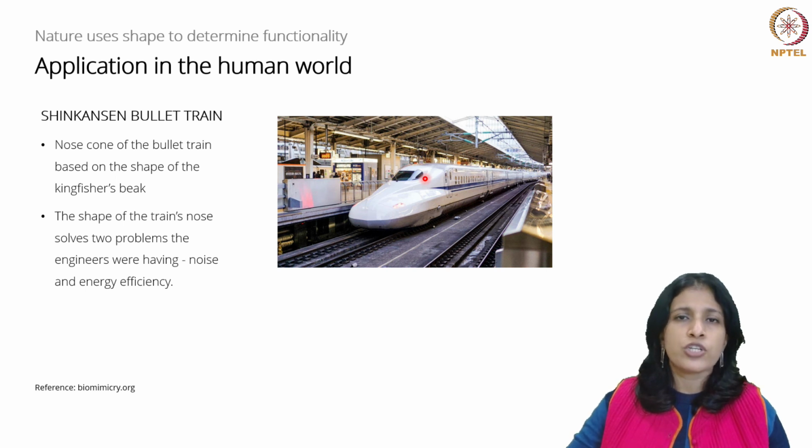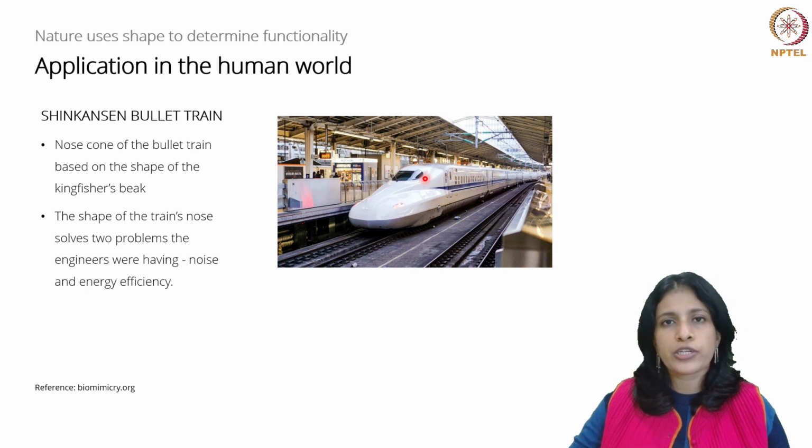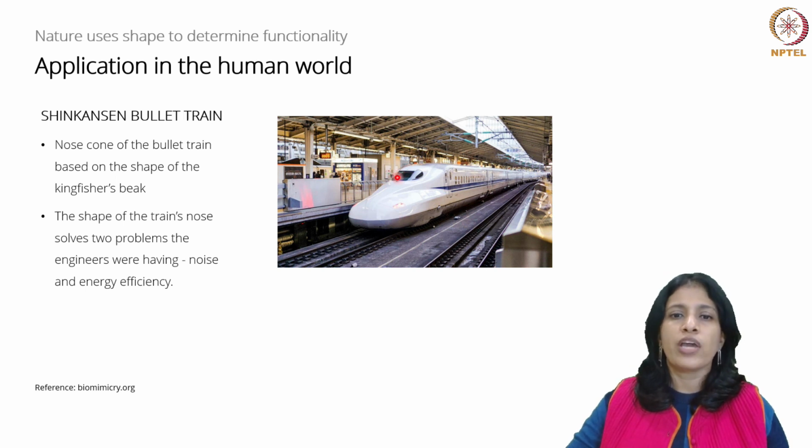the kingfisher, when it dives into the water to catch fish, does not make a splash at all. So they used the same principle of moving from one medium to another without creating too much disturbance for the purposes of the bullet train as well, and modeled the nose cone of the bullet train after the shape of the kingfisher's beak, thereby taking the lesson of nature that shape is used to determine functionality.